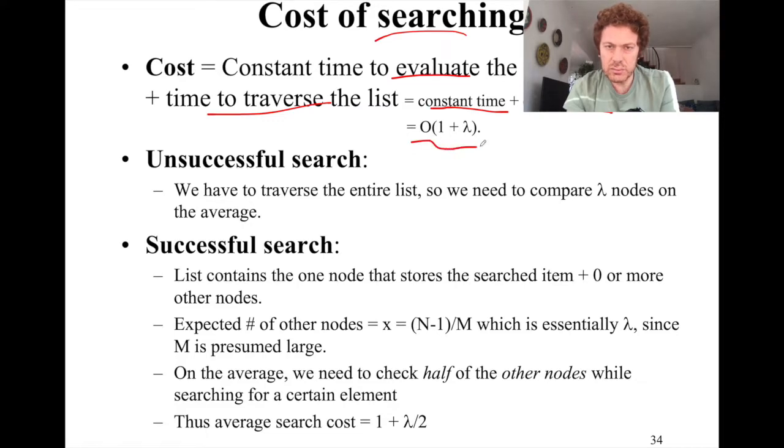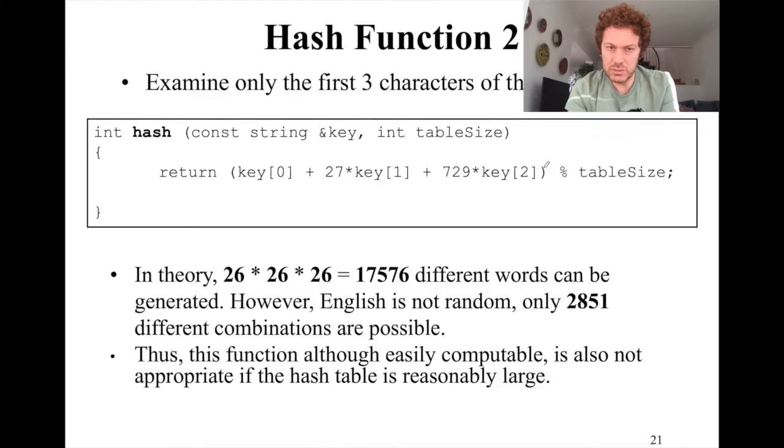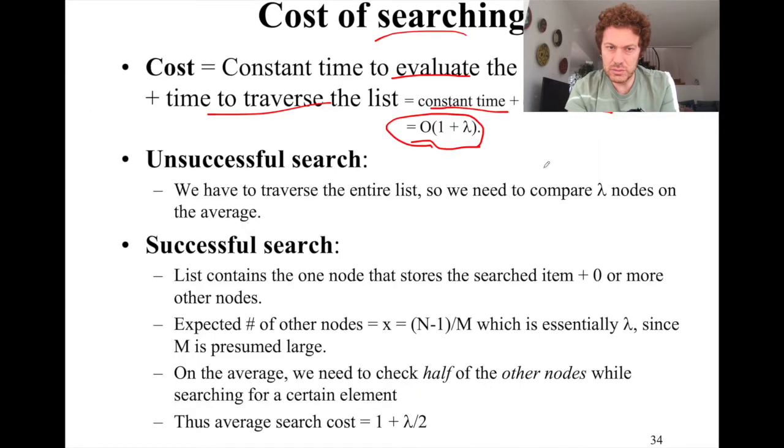And let me just make a quick flashback here. So this is 1 plus lambda. Remember my upper bound, lower bound business with the table size. Here is the sudden flashback. So this issue, omega: table size must be at least the number of keys. Then what happens? The load factor becomes a constant then, right? N over M. That's why. So this is that slide 26. That's why I need to keep the table size large enough. It needs to be at least the number of keys. So that is that fact.